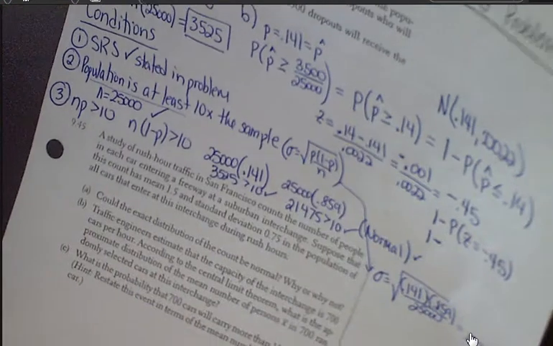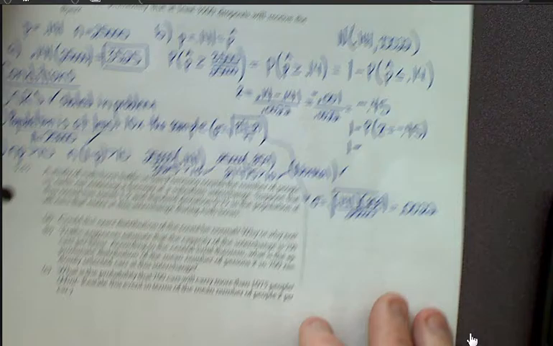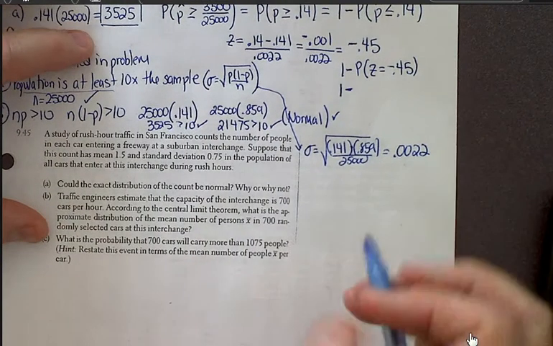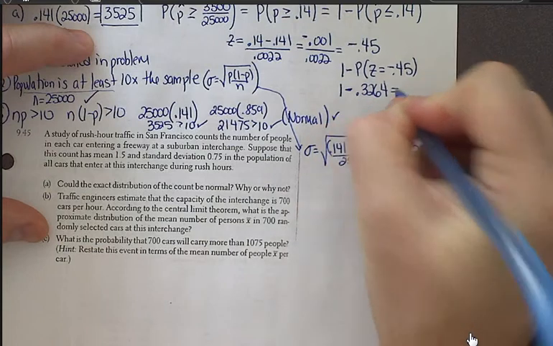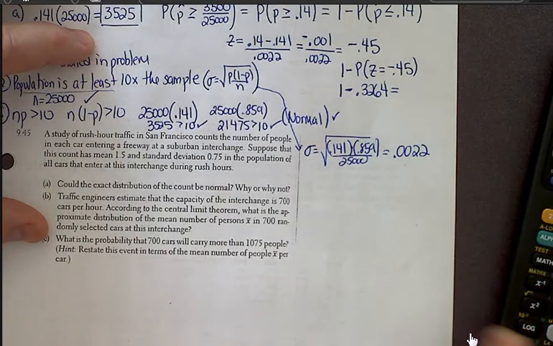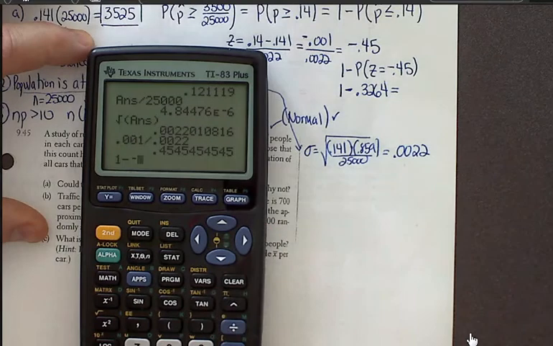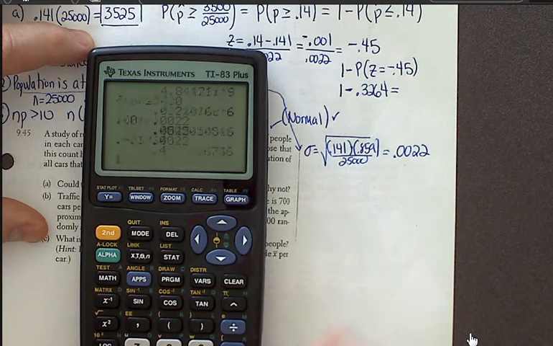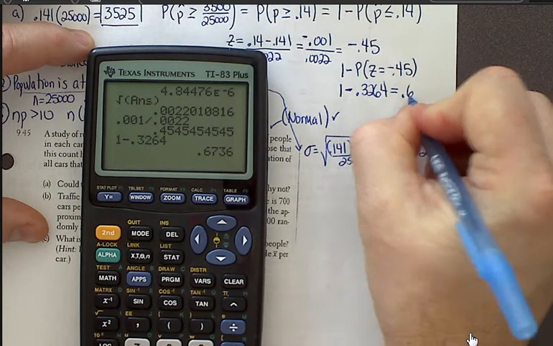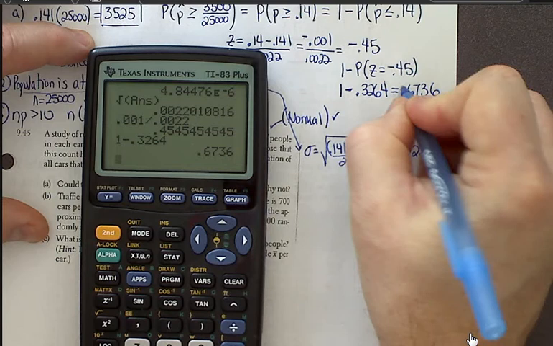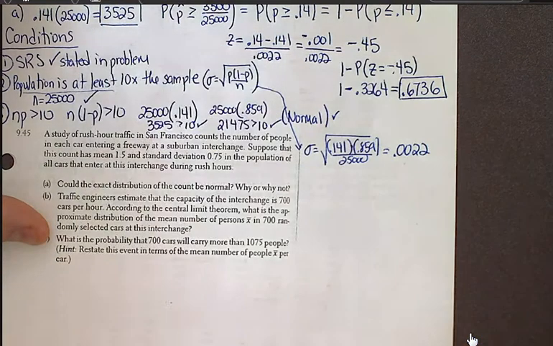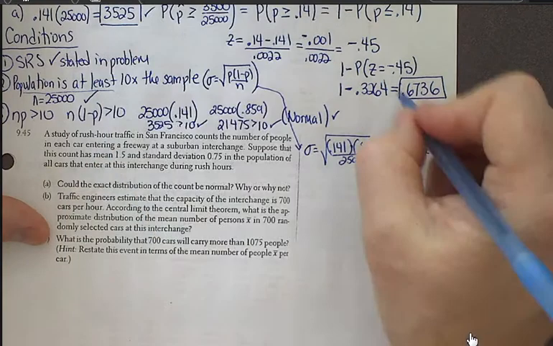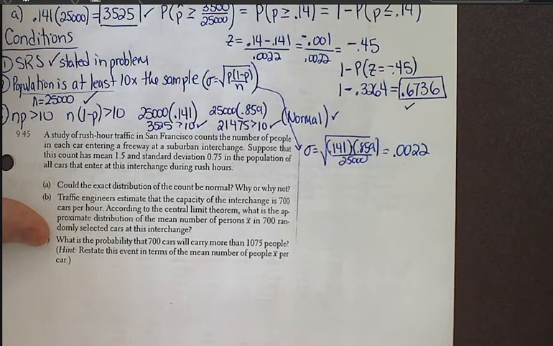So come back. Make sure we're set up here. This is going to be 0.3264, which is going to equal 1 minus 0.3264. And we're going to get 0.6736 as an answer. Okay, so that's part A up here, part B is down here. Hopefully we learned how to go through a sample proportion problem.